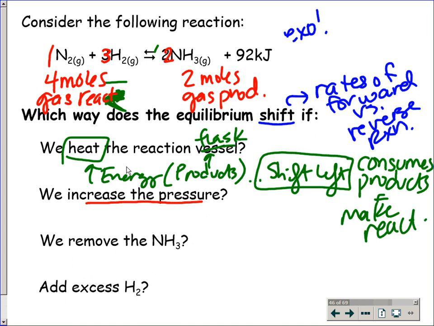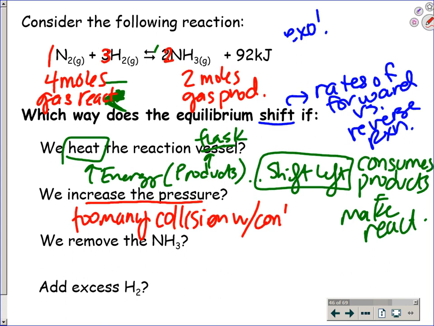All right, so here's the problem. I've increased the pressure. What does that mean about collisions right now with the container wall? There are just tons of them, right? Too many. So right now the problem, or the stress, is there's too many collisions with the container wall. Who's going to fix that problem? 2 moles of gaseous products or 4 moles of gaseous products? Who's going to alleviate that? No, the problem is, I got way too many collisions. I need to fix it.